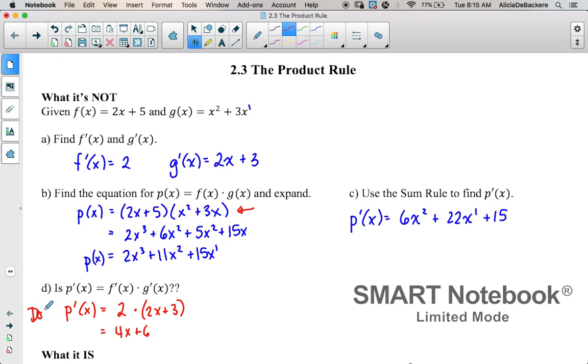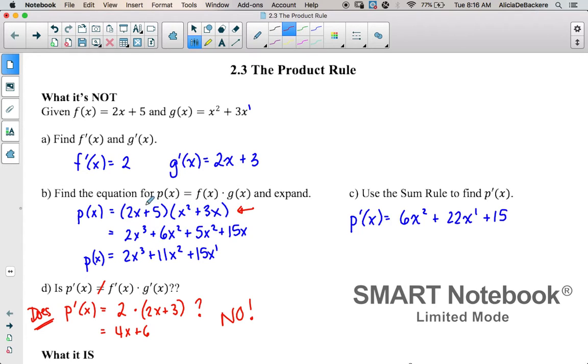So the question here is, does p prime at x equal this? And no, I can see that it's not. This came out as a line, and this came out as a parabola. So definitely, this is not true. I cannot just take the derivative of each of the brackets.